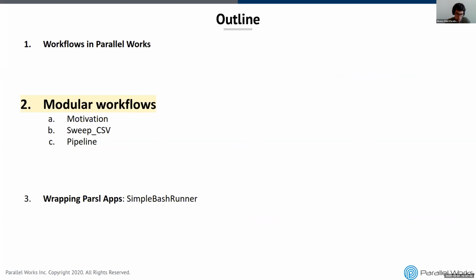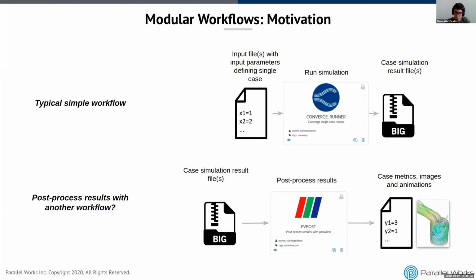So now let's talk about making these workflows modular and what I mean by modular. A typical workflow in Parallel Works is shown here in this slide. For example, the converts runner is a good example. It takes some input files, stages them to a remote machine where it runs the convert CFD code. And when the simulation is done, it produces some results that are then staged back to the platform.